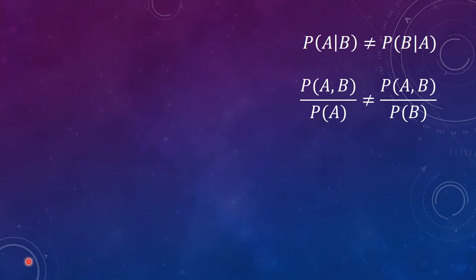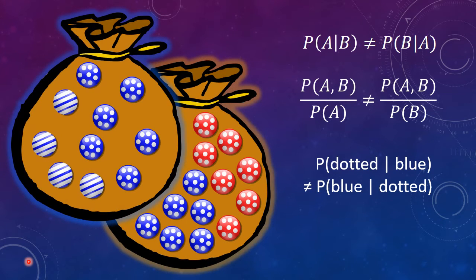You can see this pretty clearly if we think about the example with the marbles. The probability that a marble is dotted given that it's blue is not the same as the probability that the marble is blue given that it is dotted. Since something different is being conditioned on, the sample spaces for the conditional probabilities are different. In the bag on the left, you see only blue marbles, some of which are dotted and some of which are striped. In the bag on the right, you see both blue and red marbles, all of which are dotted. Finding the proportion of dotted marbles in the left bag or the proportion of blue marbles in the right bag is not going to give the same result, except in very special circumstances.